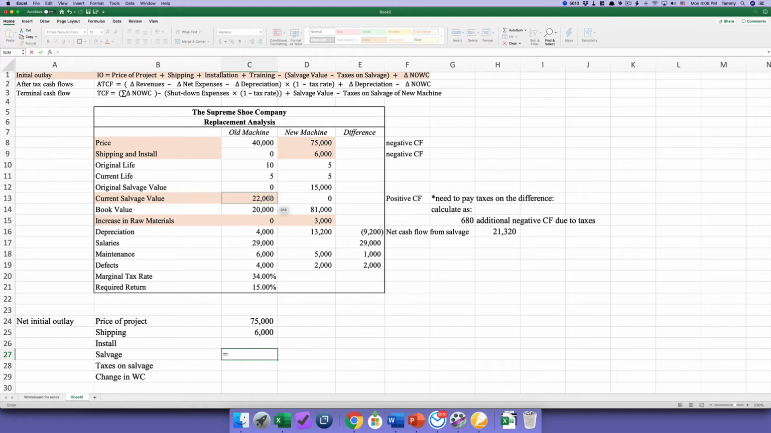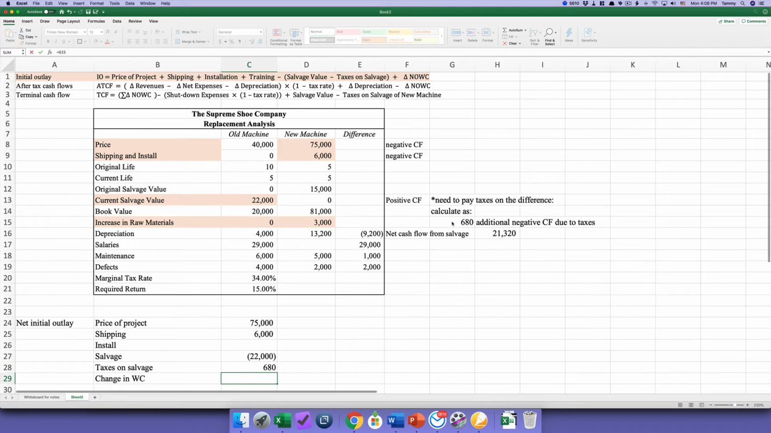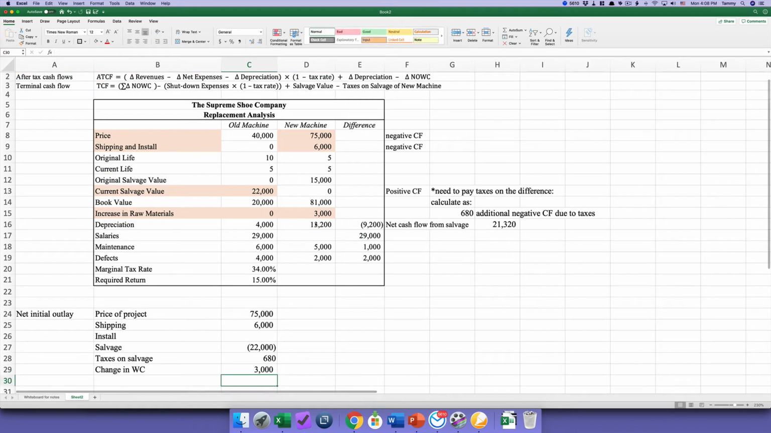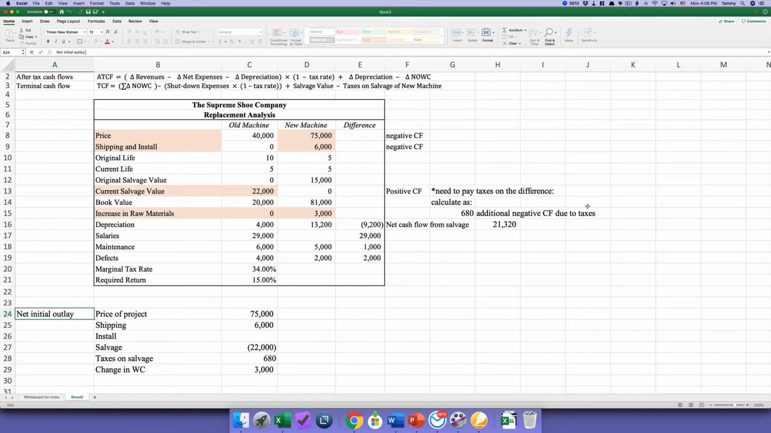Salvage. Okay, so that's a negative salvage. And then the taxes on the salvage. The change in working capital is a negative cash flow as well. So again, we are representing all these negative cash flows as positive numbers for our convention here.